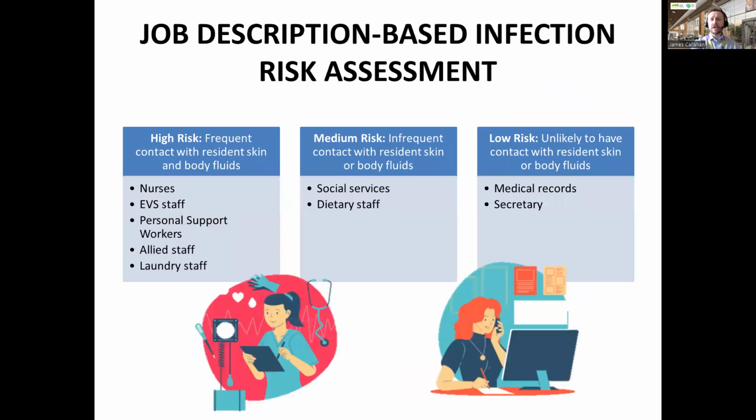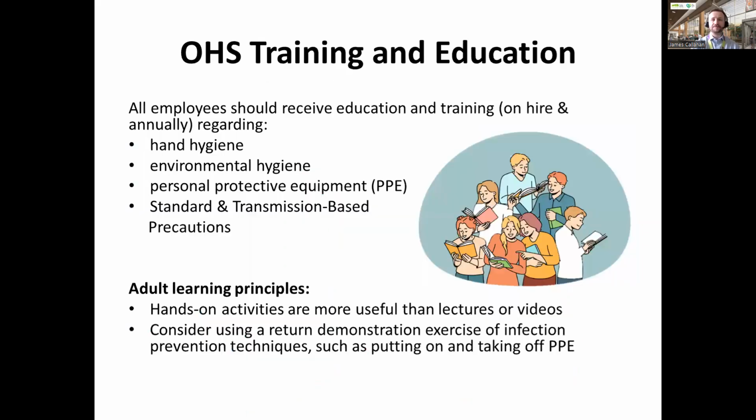Job description-based infection risk assessments are sorted into 3 distinct categories: high, medium, and low risk, and this is based on how frequently the staff come into contact with resident skin or resident bodily fluids. So high-risk individuals are staff who are in frequent contact with this. Medium risk individuals are those who are infrequently in contact, and low risk individuals are unlikely to have any contact with bodily fluids or skin at all. This framework helps IPs assess the risk posed to staff based on the jobs that they perform.